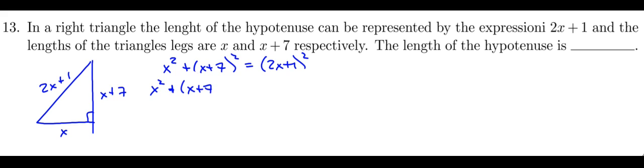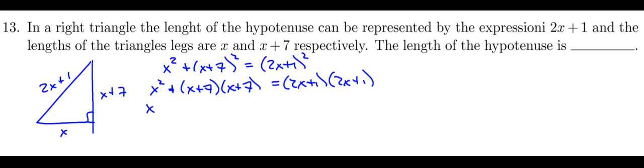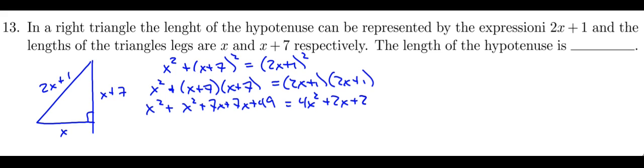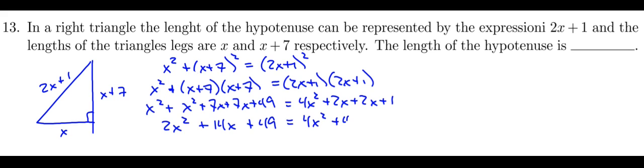It would really help if you wrote it out like this first, left side and right side, because I'm squaring a binomial in both cases here. And then you're going to see that this is going to be x squared plus 7x plus 7x plus 49. Oh, yeah, there's those middle terms again. Yep, and then this is going to become 4x squared plus 2x plus 2x plus 1. And so this is 2x squared plus 14x plus 49 is equal to 4x squared plus 4x plus 1. You got to remember the middle terms.